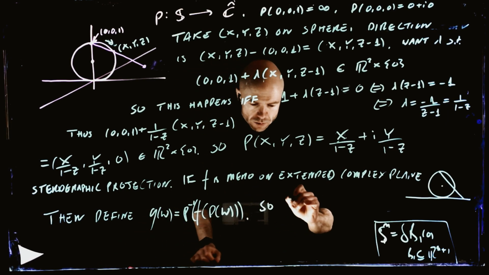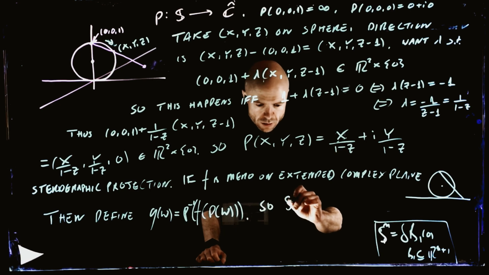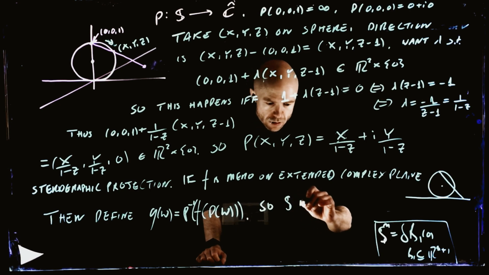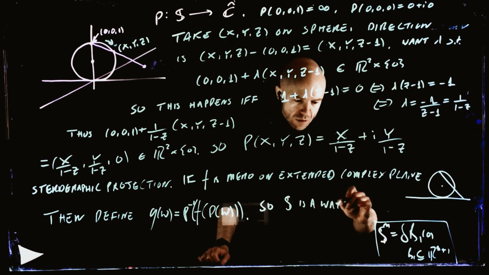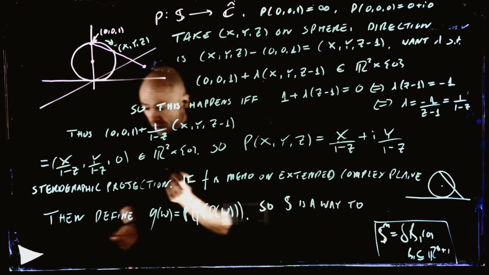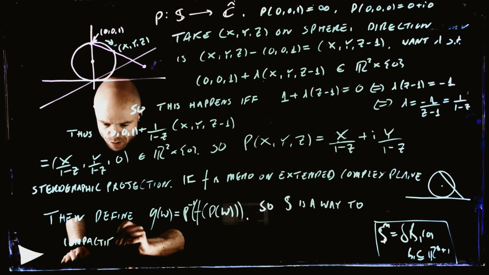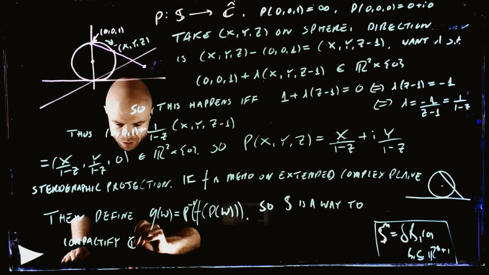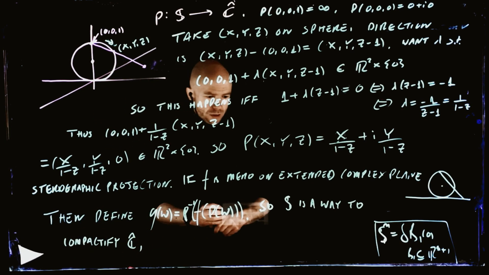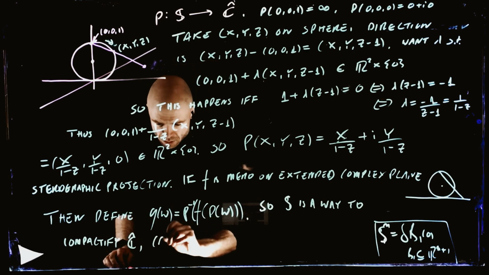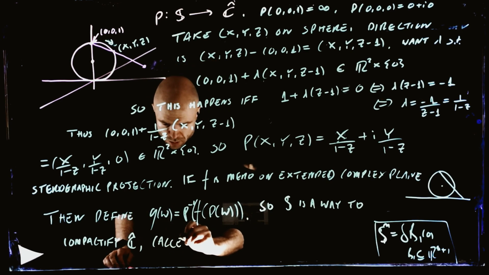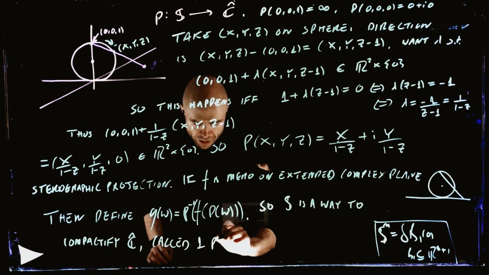The sphere is a way to compactify the extended complex plane, called one-point compactification.